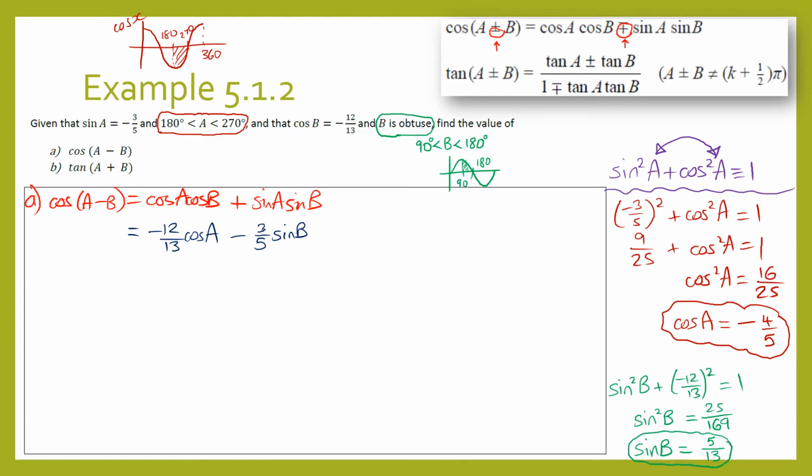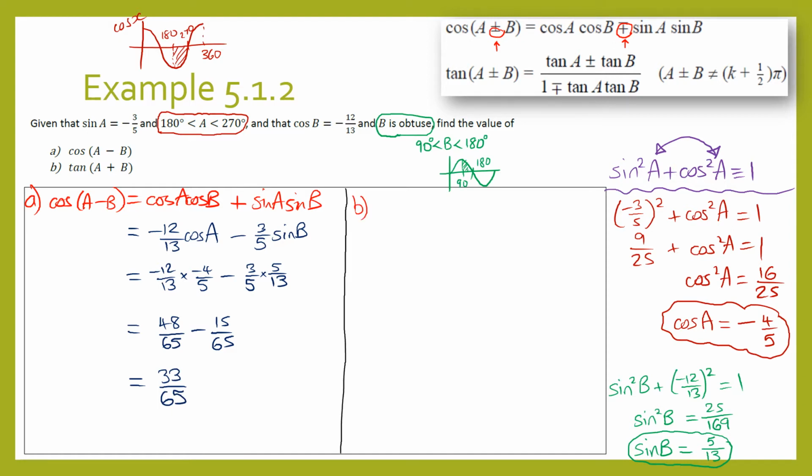Now we can put those back into our expression from earlier. So now we know cos A is minus 4/5. And now I know sine B is 5 over 13. Just tidy this up, simplify your answer, and then that's part A done. We're lucky they turn out to have a common denominator already. And we get 33 over 65.